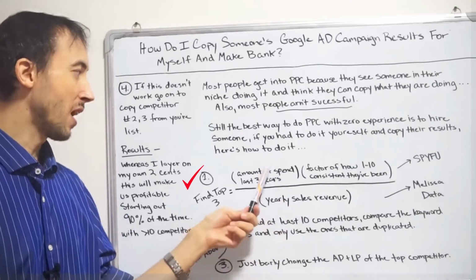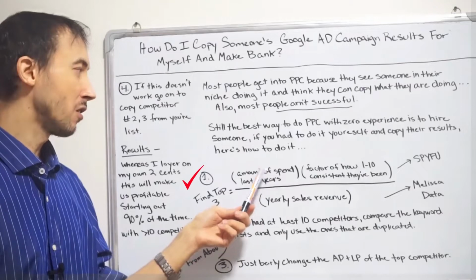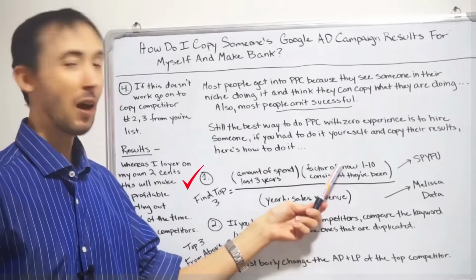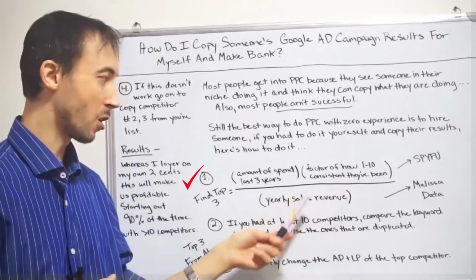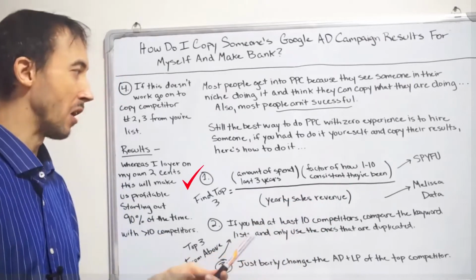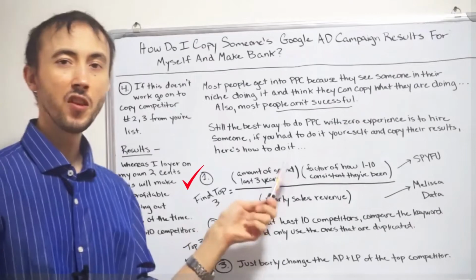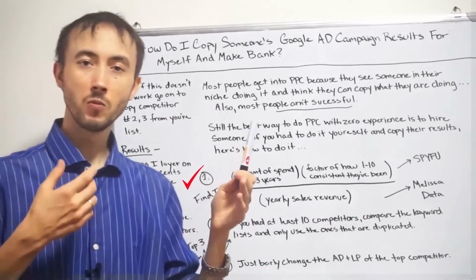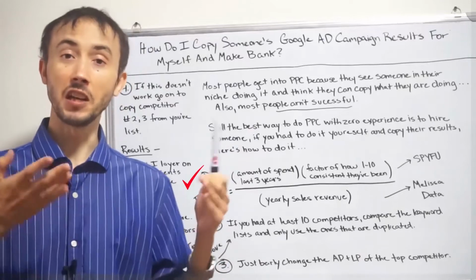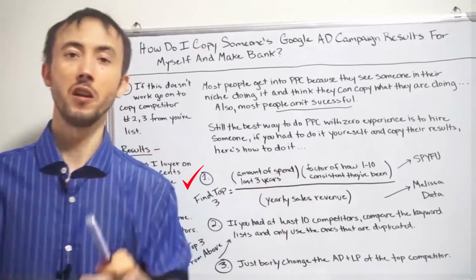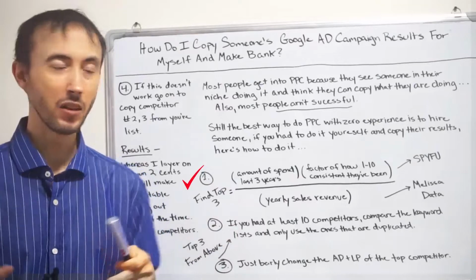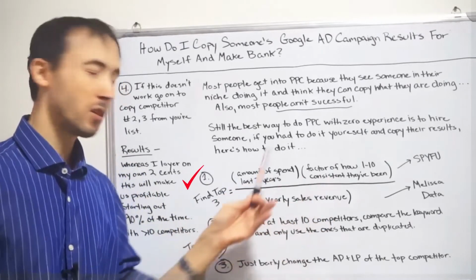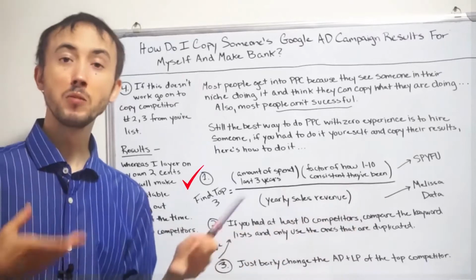So once you multiply your last 3 years spend estimate from SpyFu times your rating of how consistent they are, you divide that by their yearly sales revenue. The higher the number you get from this formula, the more likely it is that if you copy them, it'll work. The lower it is, the less likely. But it's all relative. You're going to run this formula for all 20 people, or as many as you can find.